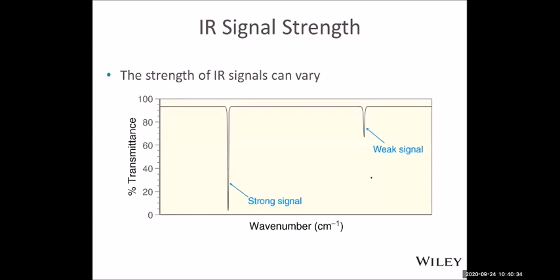Signal strength. The signal strength, the downward peak, the longer it is, means stronger absorption. Lower transmittance means stronger absorption. Stronger absorption corresponds to a stronger signal. And this is a relatively weak signal.